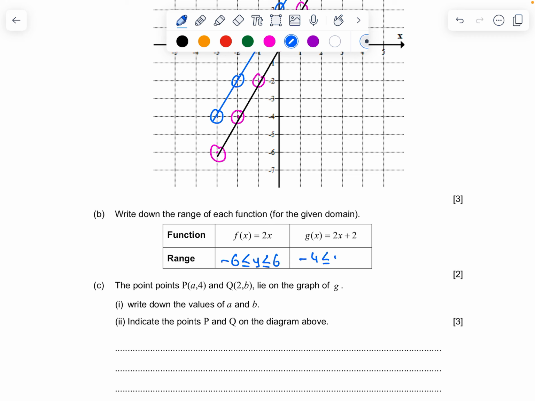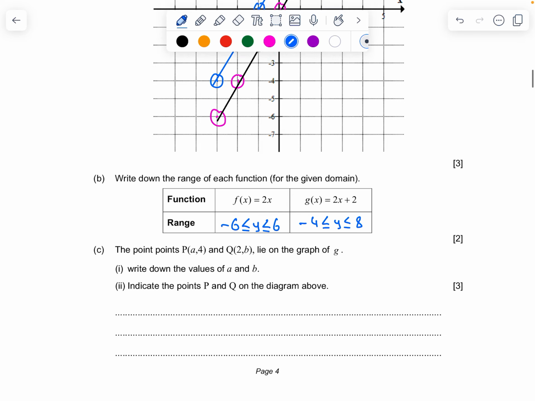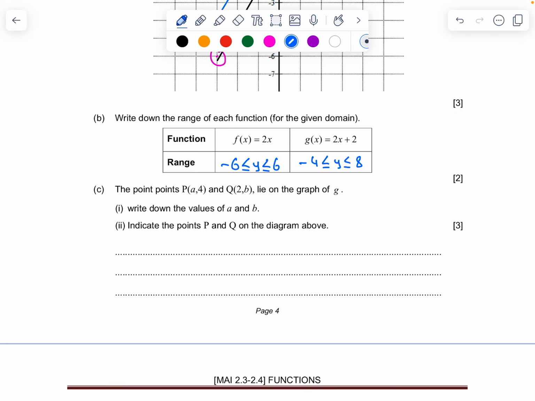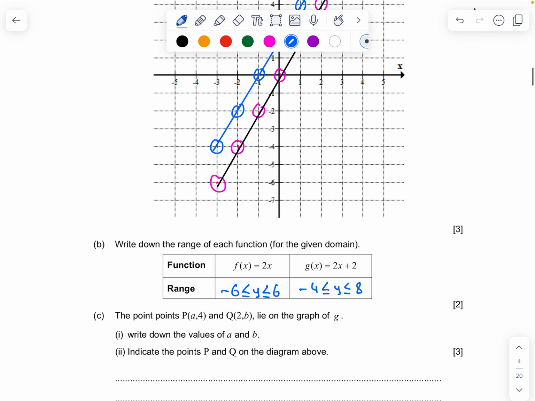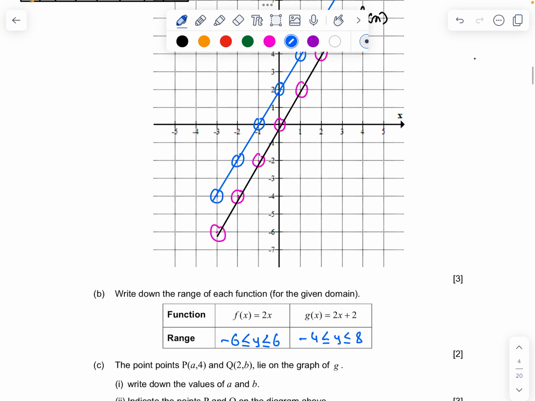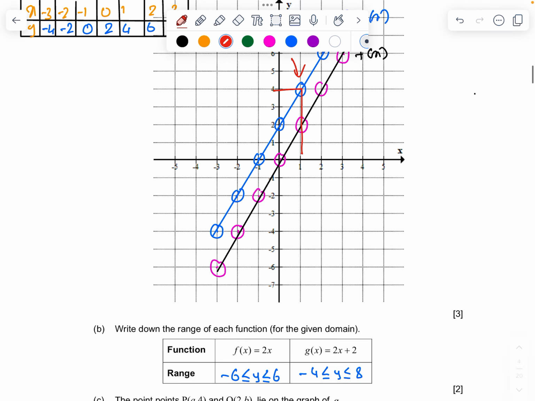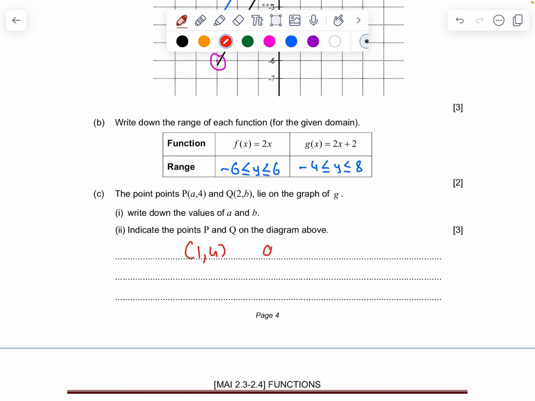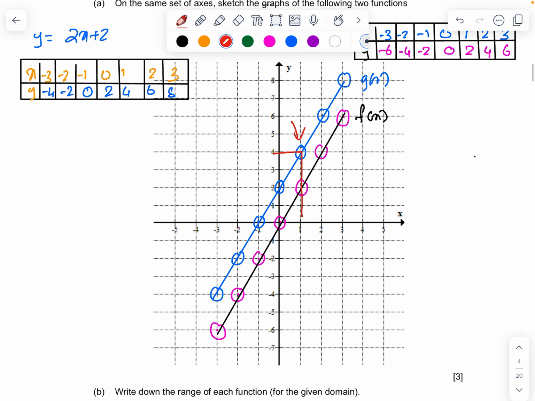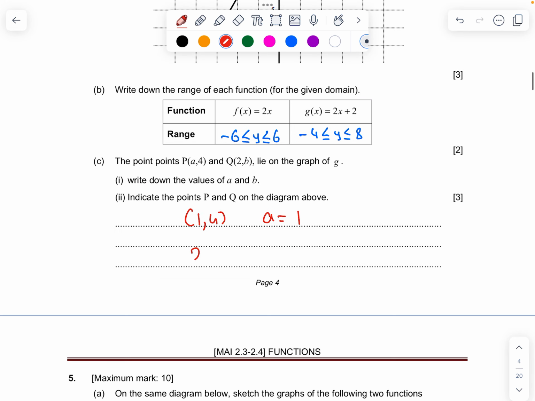this is -4 to +8. The points (a, 4) and (2, b) lie on the graph g. Write down the values of a and b. (a, 4): you can see that it is (1, 4). So a equals 1. And (2, b): it is (2, 6). This is another point. So b equals 6.